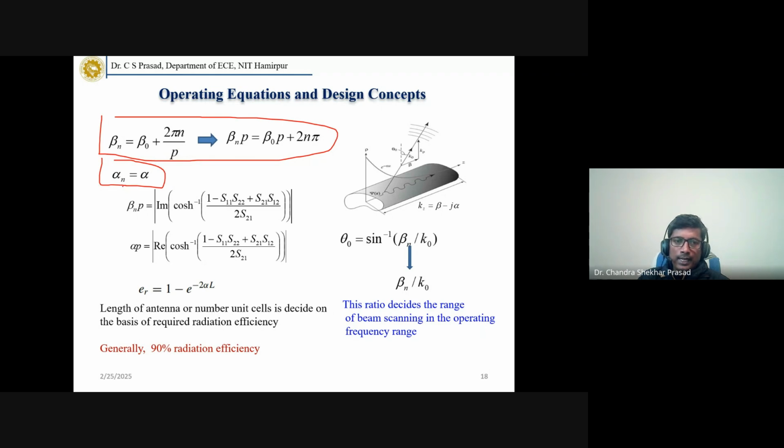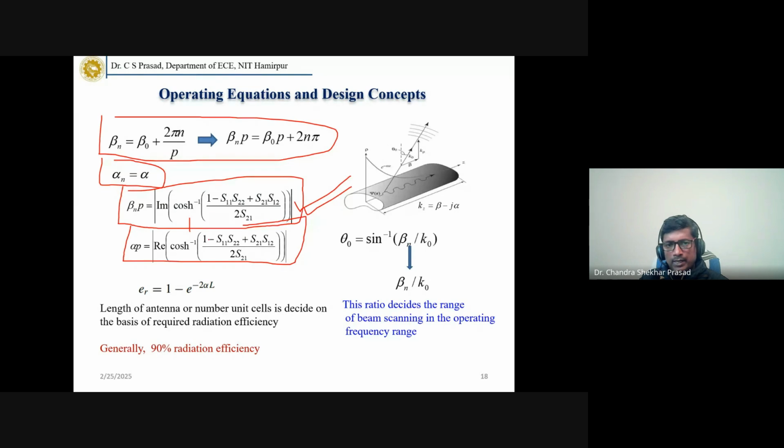You can find this in terms of a scattering parameter. So this beta NP is given by this equation, and I have taken this from D. M. Pozar's book, and you can find this from any book or text which deals with periodic structures. So this relation is there, and then alpha P is this one. It is the same thing, only this is the imaginary part and this is the real part.